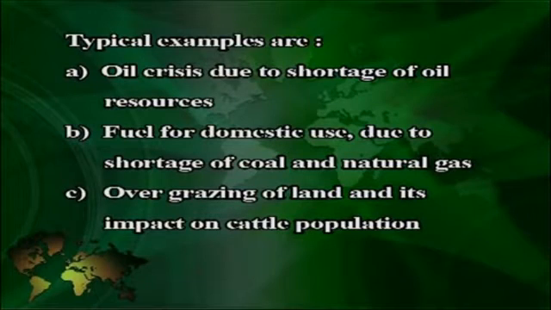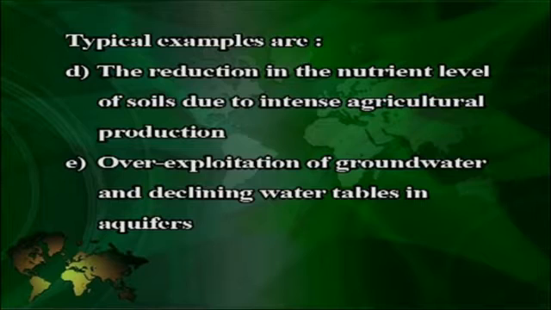Typical examples are the oil crisis due to shortage of oil resources, fuel for domestic use due to shortage of coal and natural gas, overgrazing of land and its impact on cattle population, the reduction in the nutrient level of soils due to intense agricultural production, and over-exploitation of groundwater and declining water tables in aquifers.